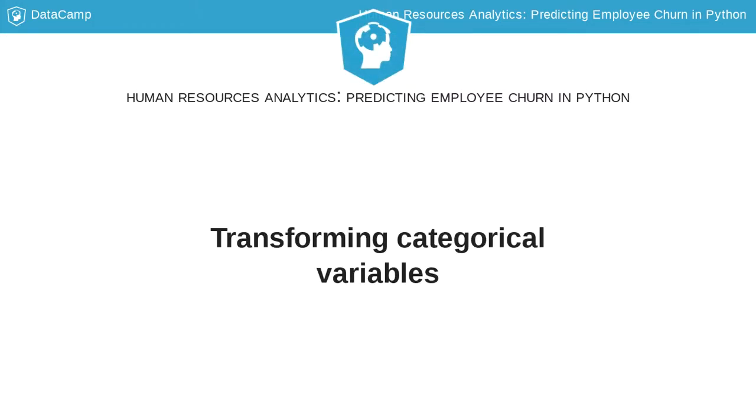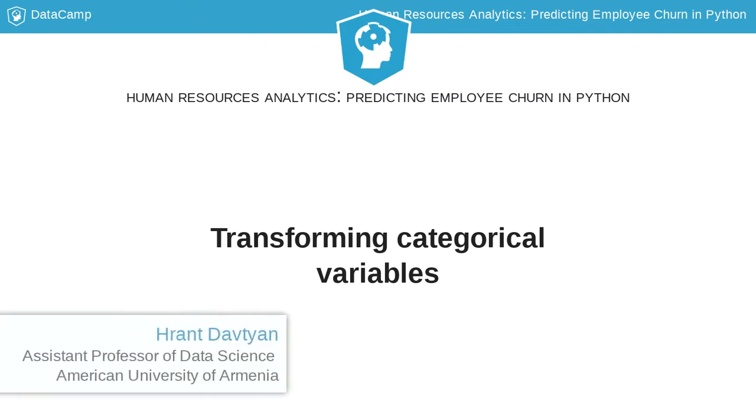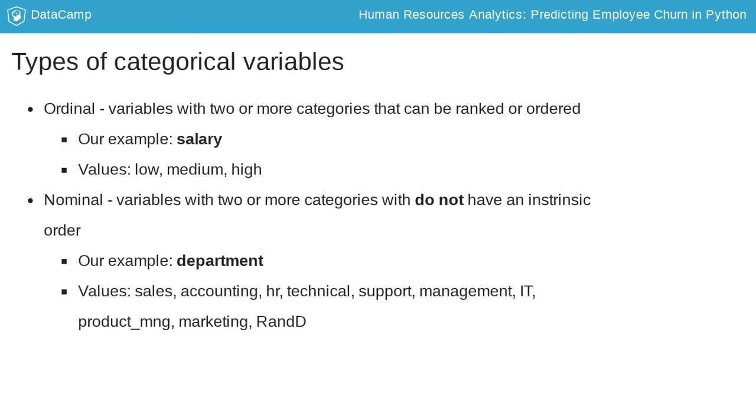Now that we know what the categorical variables in our dataset are, we can start transforming them into numerical. To transform a categorical variable into numeric, we have to understand its type first. There are two types of categorical variables, ordinal and nominal. Ordinal variables have two or more categories that can be ranked or ordered.